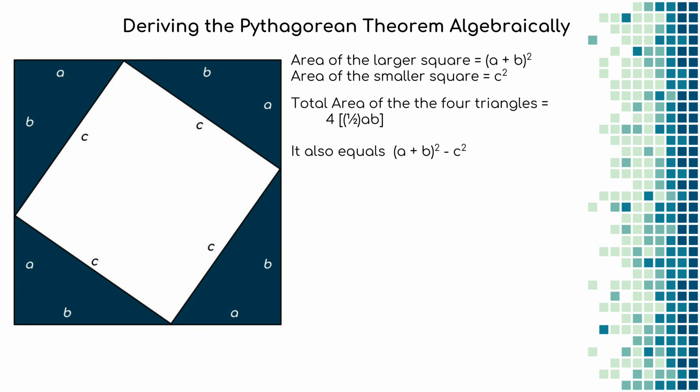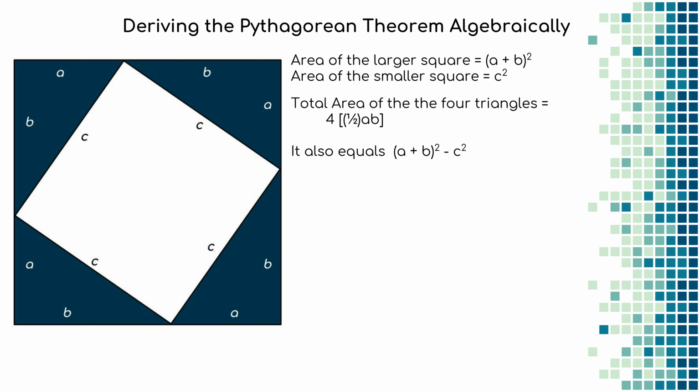We also want them to think about the area of each triangle and the area of the four triangles. Since the formula for the area of a triangle is 1/2 a times b, and we have four of them, we're going to have 4 times 1/2 times a times b. We should also know that the area of those shapes can be found by subtracting the smaller square from the area of the larger square. So if we have the square of a plus b, and we subtract out the area of the smaller square, c squared, we get the area of those four triangles.